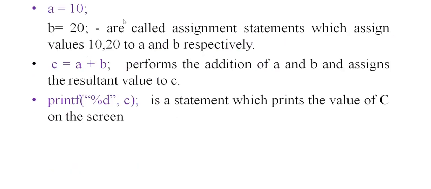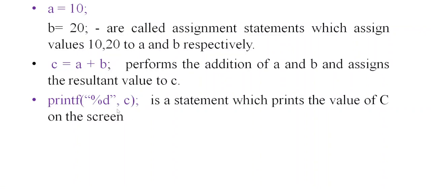So a = 10 means store 10 in a, and b = 20 means store 20 in b. When you write c = a + b, that means the content of a and the content of b are to be added and the result stored in c. That means a is 10, b is 20, so 10 plus 20 is stored in c. After that, I can print the value of c.